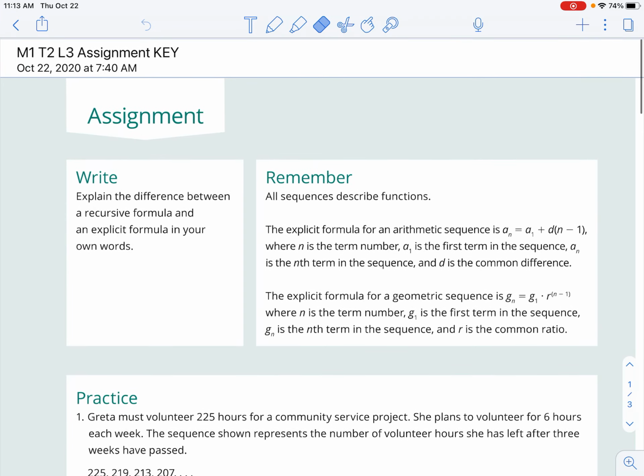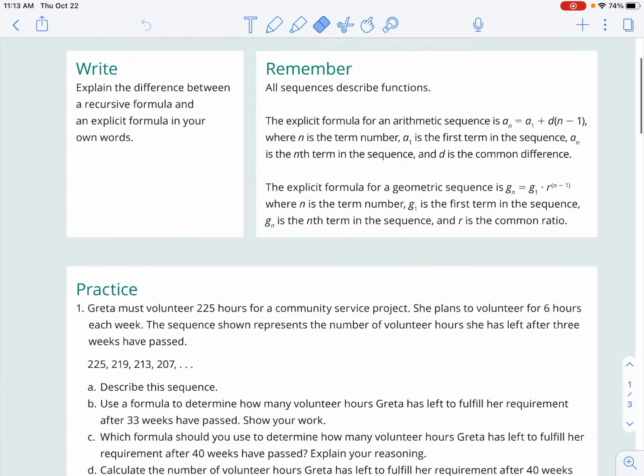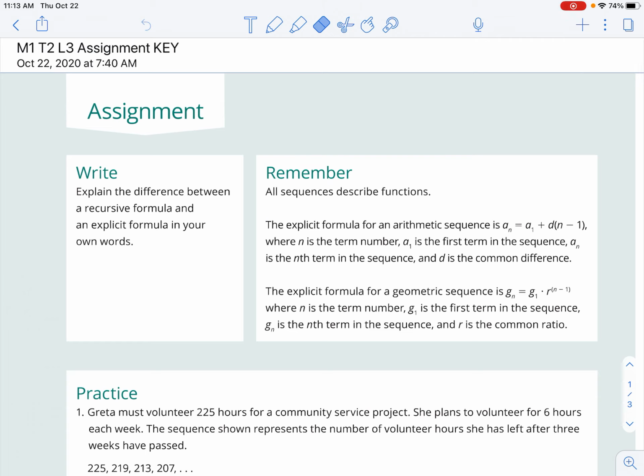Okay, for today's assignment, we are on page 145. We want you to do the right section. So explain the difference between a recursive formula and an explicit formula.